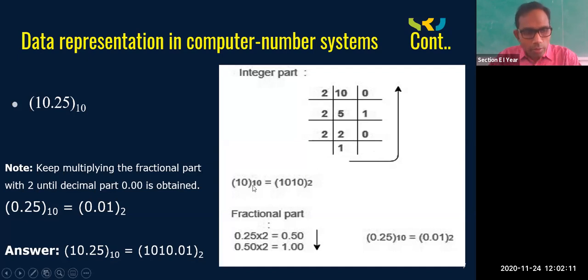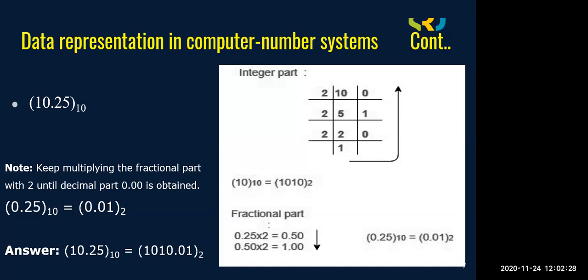So 10 base 10 is 1010 to the base 2. Any doubts here in LCM part? No, sir. Anyone is having a doubt in LCM part? No, sir. Very good.